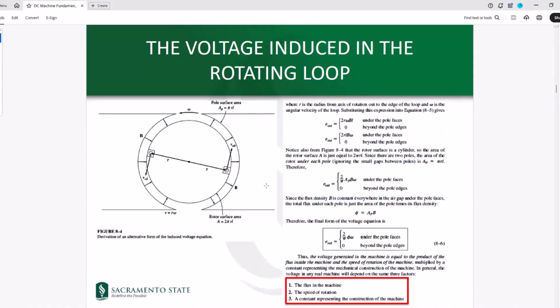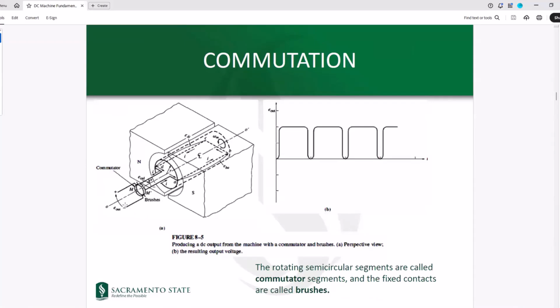Commutation is the act through which you have brushes. If you have two brushes on the two sides and two semicircle loops that are connected to the two sides of the converter, this gives you the means to get the DC voltage, which still has some sharp falls to zero, but overall the average voltage would be a DC voltage. So this was the fundamentals of commutation.